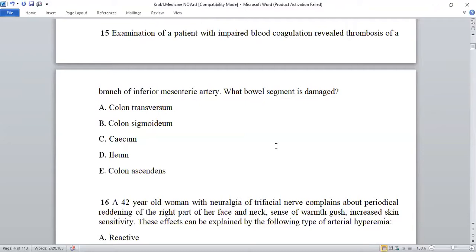Complains about periodical reddening of the right part of her face and neck. Sense of warm gush, increased skin sensitivity. These effects can be explained by the following type of arterial hyperemia. First of all, one thing I want you to understand is that whenever there is sympathetic activity, most of the blood vessels of the skin will constrict, except the facial vessels. When there is sympathetic activity in the facial vessels, they will dilate. That is why fair people blush.